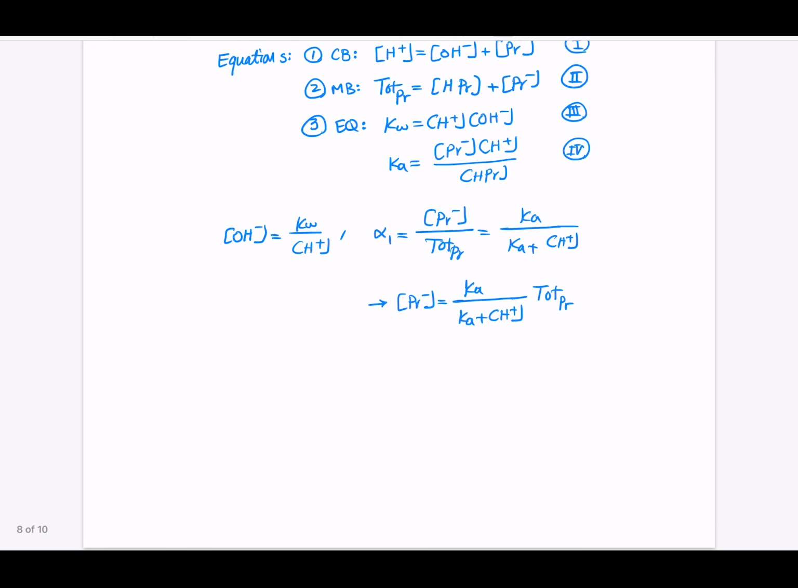And now we can basically insert all of this into the charge balance. Then we'd get H plus equal to KW over H plus plus Ka times total PR over Ka plus H plus. As you see, it's similar to the previous case.